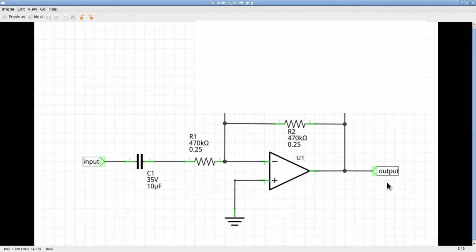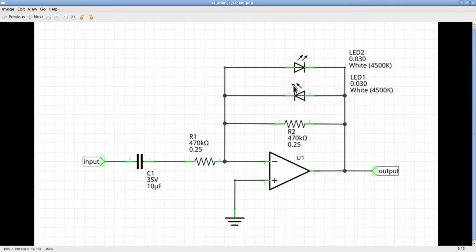But now let's take a look at the effect introduced by the two LEDs. First, note that there are two of them. LED 1 is connected with the cathode on the left side. LED 2 is connected with the cathode on the right side. This means that depending on the polarity of the signal at the output of the operational amplifier, at any given time one LED is polarized directly and the other one is polarized inversely.